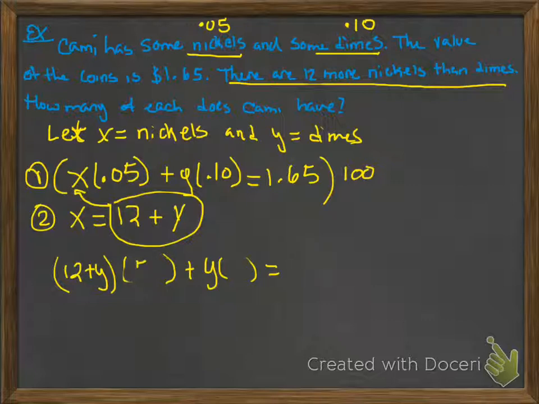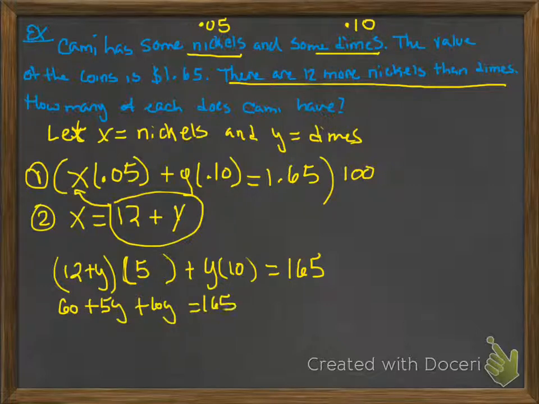Because what this does then is that becomes a 5. And I have 10 here, and this becomes 165, which is going to make it a little bit easier for me to solve. So now I have 60 plus 5y plus 10y is equal to 165. I'm going to subtract that 60 from both sides and end up with 15y is equal to 105. So y is equal to 7. So I have 7 dimes.